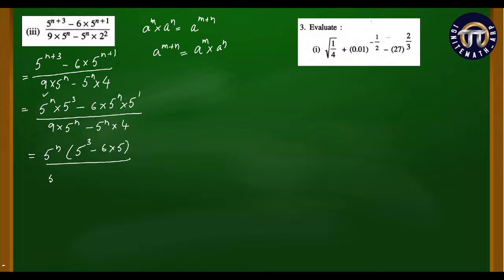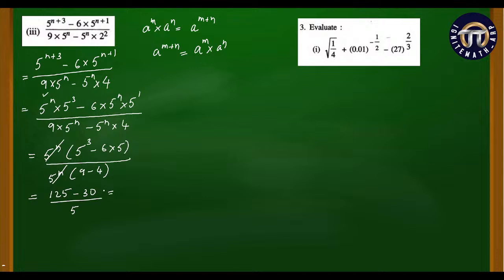By, again in the denominator, 5 to the power of n is taken out, 9 minus 4 will remain inside. So 5 to the power of n, 5 to the power of n will get cancelled. So I am left with what here? I am left with 5 to the power of 3, that is 125, minus 6 into 5 is 30, divided by 5, that is 9 minus 4.